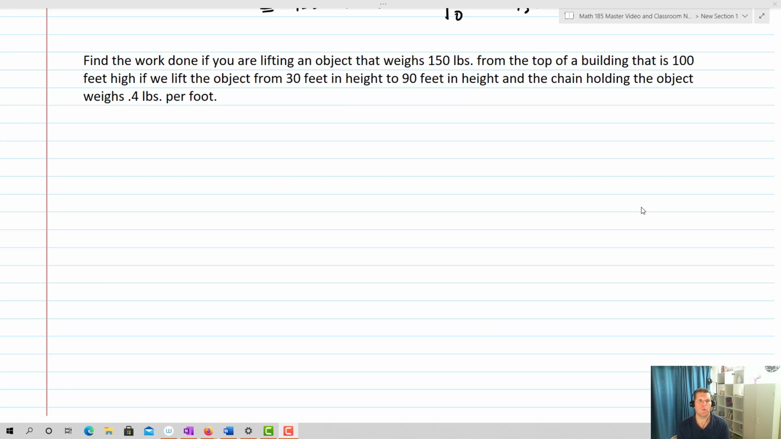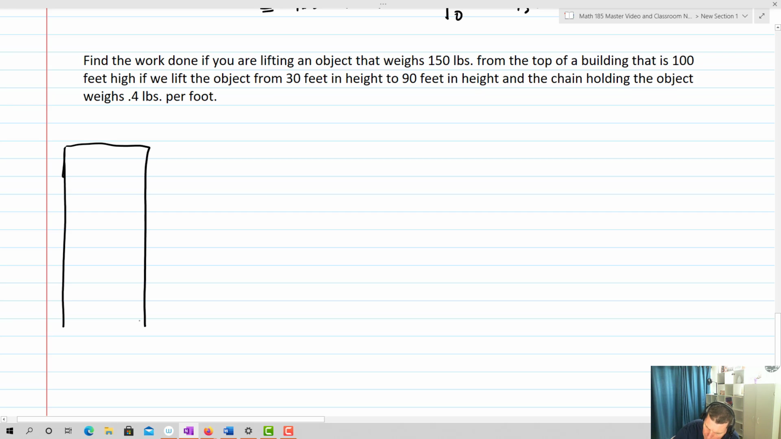Let's say, for example, that we want to find the work done if you're lifting an object that weighs 150 pounds from the top of a building that is 100 feet high. If we lift the object from 30 feet in height to 90 feet in height, and the chain holding the object weighs 0.4 pounds per foot. Okay, so now I want to imagine my building. I've got 0 at the top, and at the bottom I've got 100. We get 0 to 100. The weight at the bottom is now 150 pounds, and the weight of the chain is 0.4 pounds per foot.